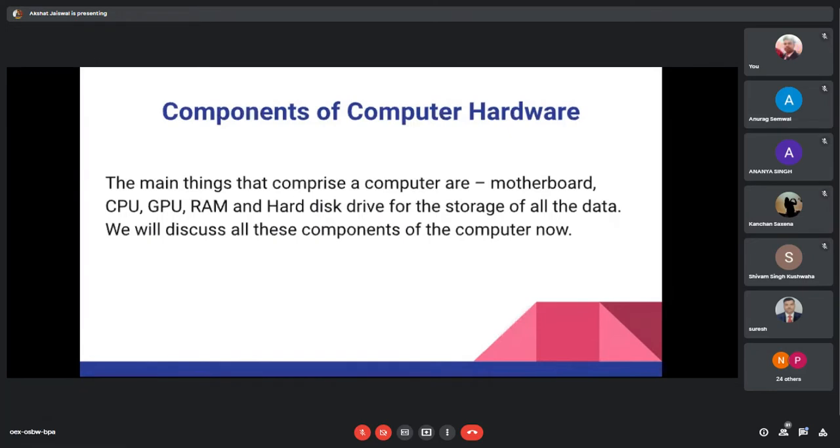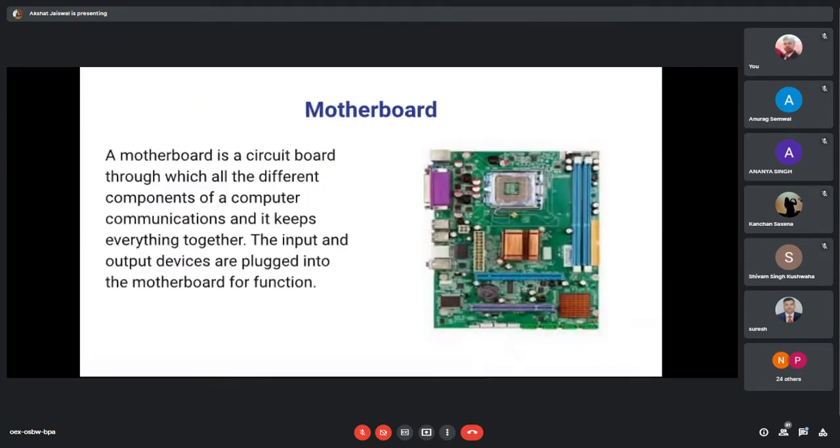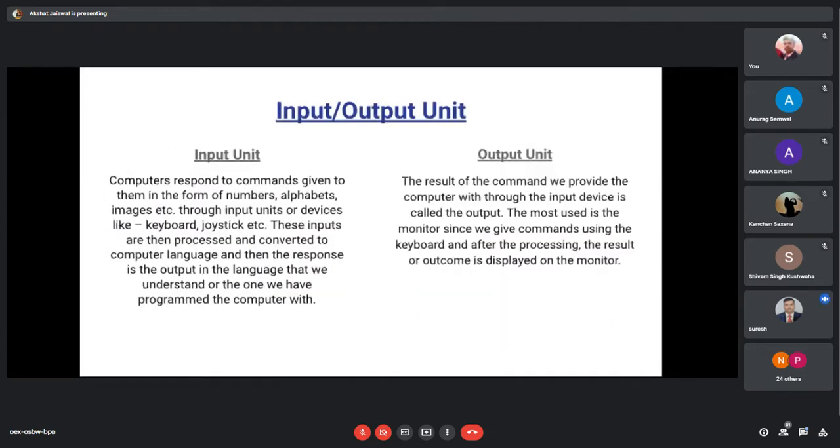Components of computer hardware. The main things that comprise a computer are motherboard, CPU, GPU, RAM, and hard disk drives for the storage of all data. We will discuss the components of the computer now. Motherboard. A motherboard is a circuit board through which all the different components of a computer communicate, and it keeps everything together, and the input and output devices are plugged into the motherboard for functions.